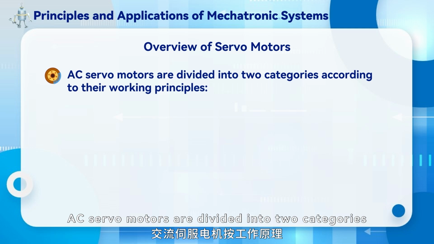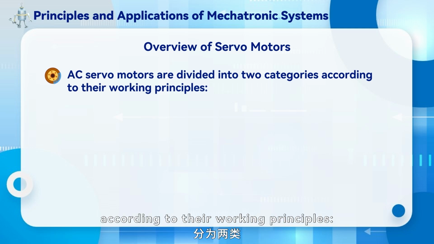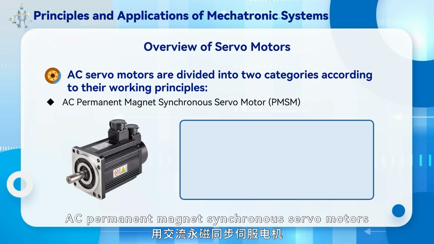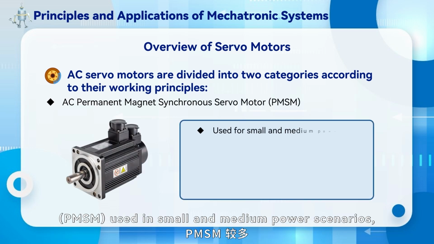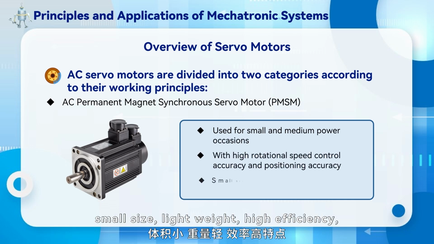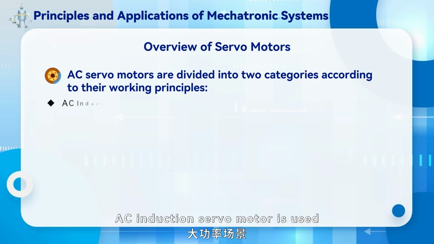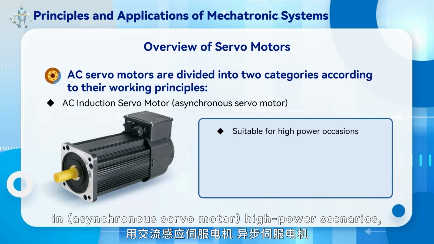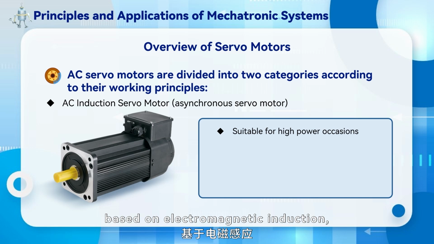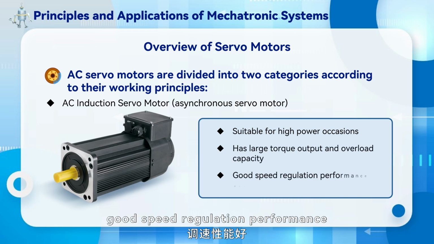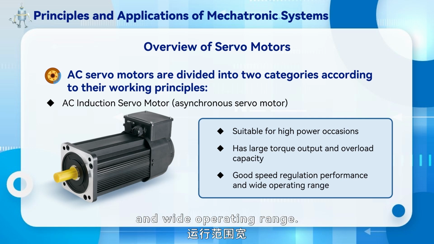AC servo motors are divided into two categories according to their working principles. There are AC permanent magnet synchronous servo motors, PMSM, used in small and medium power scenarios, which have the characteristics of high precision, small size, lightweight, high efficiency, and smooth operation. AC induction servo motor, or asynchronous servo motor, is used in high power scenarios, based on electromagnetic induction, and has large torque, strong overload capacity, good speed regulation performance, and wide operating range.